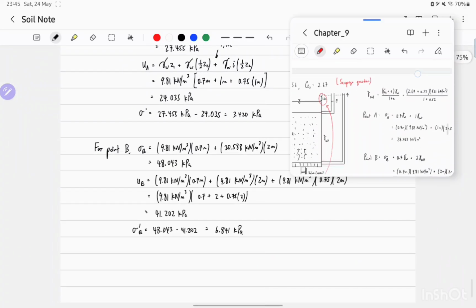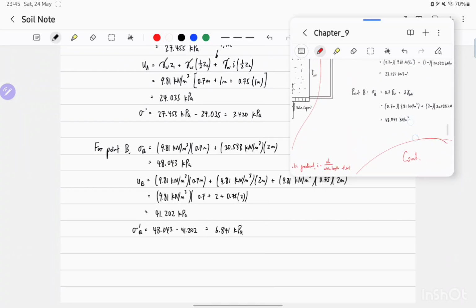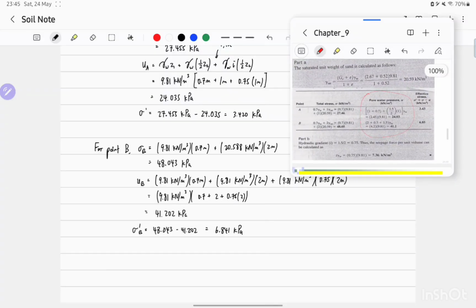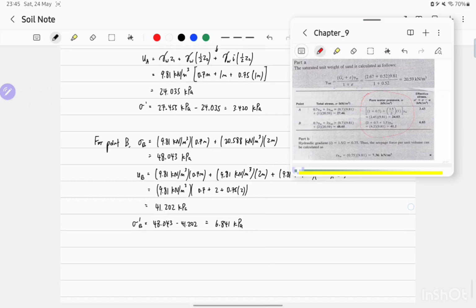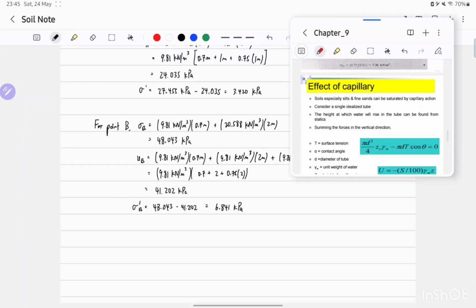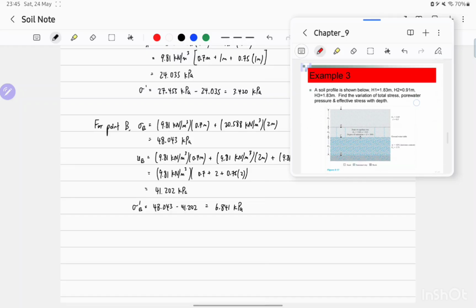So let's check the answers. Yep, there's no answer, so we are almost the same. And for the capillary, I'm still trying to understand, so maybe next time.